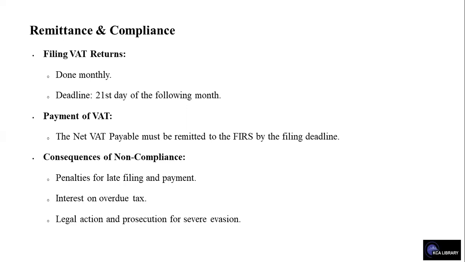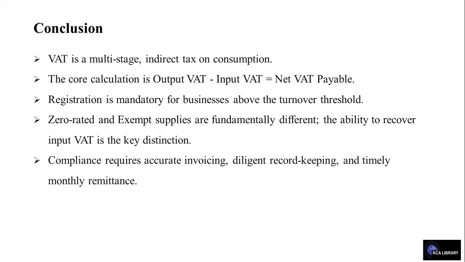FIRS. In terms of remittance and compliance, filing of the VAT return is done monthly, and it has a deadline of the 21st day of the following month. For payment of VAT, the net VAT payable must be remitted to the FIRS by the filing deadline, and there are consequences if not complied with. The first is a penalty for late filing and payment, then interest on overdue tax, and legal action and prosecution for severe evasion.